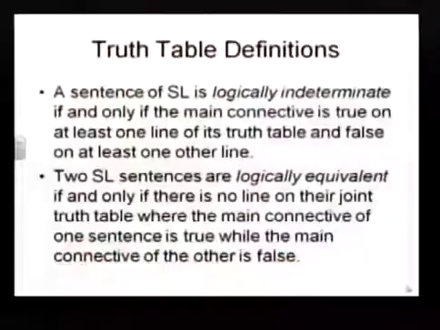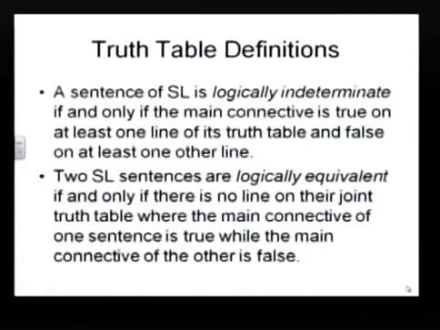We talked about logically indeterminate sentences, which naturally enough are ones in which you find both T's and F's on the various lines of the truth table for its main connective. And two sentences are logically equivalent when they have the same list of truth values on their two truth tables. That is, if there's no line on their joint truth table where the main connective of one sentence is true while the main connective of the other is false. They have to have the same values from one to the other. So these are our understandings of those several concepts.